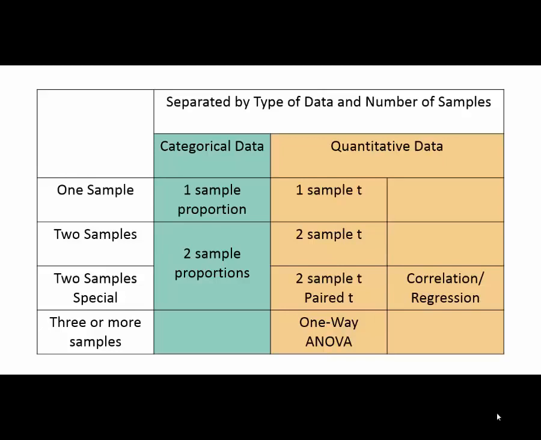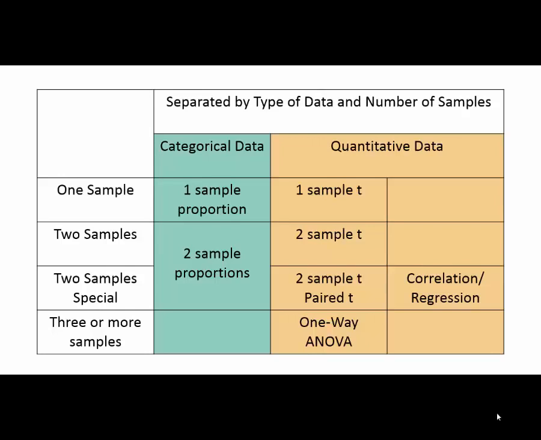Alright, so now I'm separating my tests based on the two questions we've asked. Categorical versus quantitative data, and do I have one sample, two sample special, or three or more samples? So for example, if I have categorical data, and I have one sample, I'm using what's called a one-sample proportion test. With two samples, I'm using a two-sample proportion test. The names are pretty obvious. Just to let you know, if you have more than two samples and you're looking at categorical data, there is another test called a chi-square test. It's not as commonly used in healthcare, but I wanted you to know it exists.